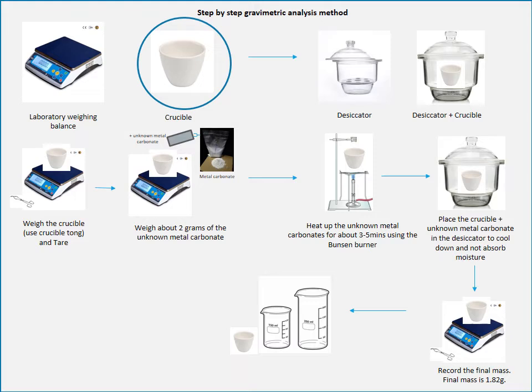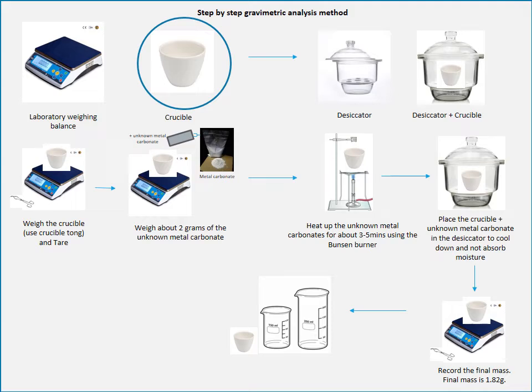Okay, and then we have to heat up the unknown metal carbonate for about 3 to 5 minutes using the Bunsen burner. So what is the purpose of that? We have to remove the moisture present in our metal carbonate, or remove the other metal ions present in our metal carbonates. So we place it in a Bunsen burner for about 3 to 5 minutes.